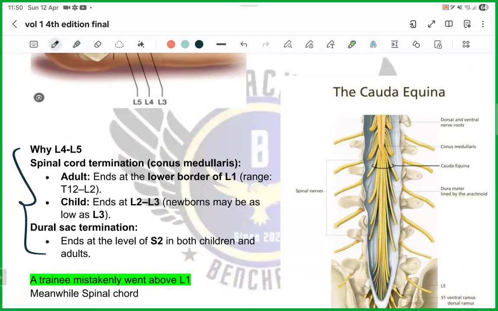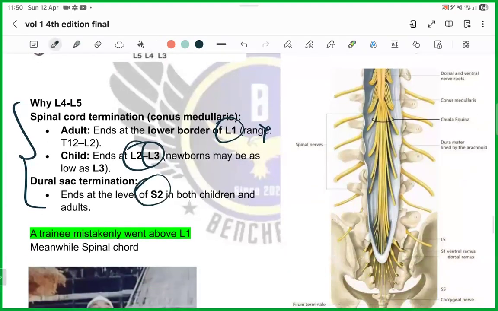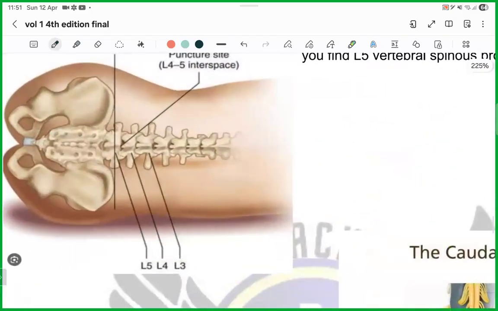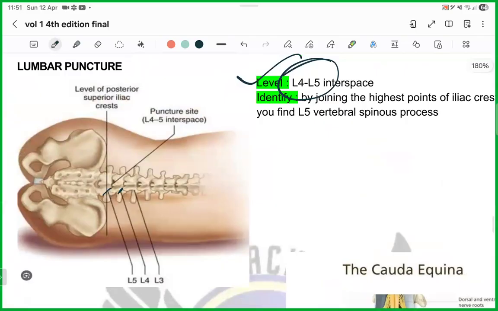So the spinal cord ends at L1 in the case of an adult. But it can vary from T12 to L2. That's not important. And in a child, L2 to L3, remember L3. The dural sac ends at S2, in both children and adults. In a child, it can go up to S3. So that's why we need to avoid spinal cord injury. That's why we do it in between L4 and L5, this level.